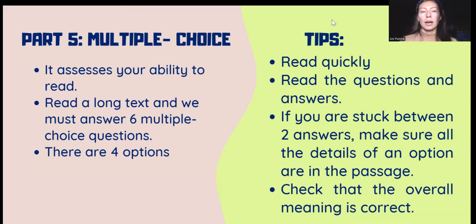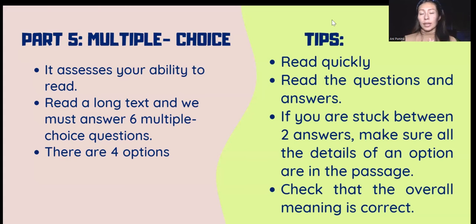Well, I'm going to talk about part number 5, that is multiple choice. It's important to note that it assesses your ability to read. Here we are going to find a long text, and we must answer 6 multiple choice questions. There are 4 options with letters A, B, C, and D, but just one option is the correct answer.